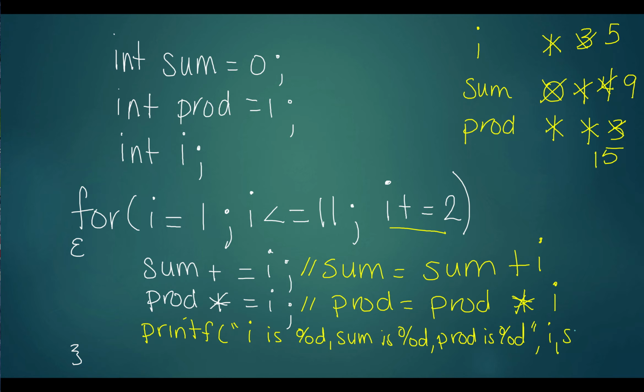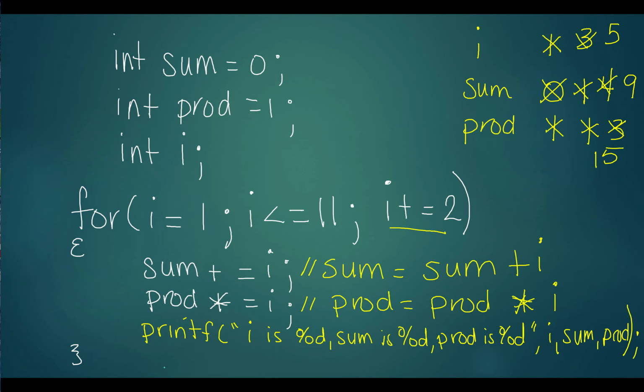I, sum, and product. Now you could print these. If you print them inside of the loop body, each time that the loop iterates, it's going to print the values for you onto the screen so you can follow, just like I'm doing over here, what's going on. Otherwise, if you want to know the results, you just print the results at the end.